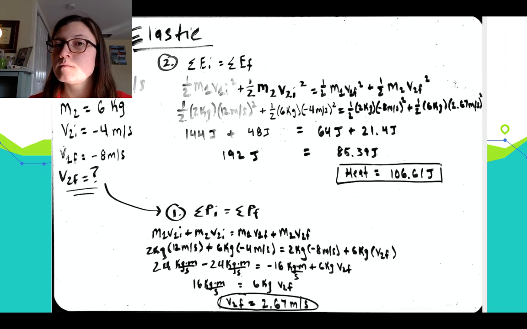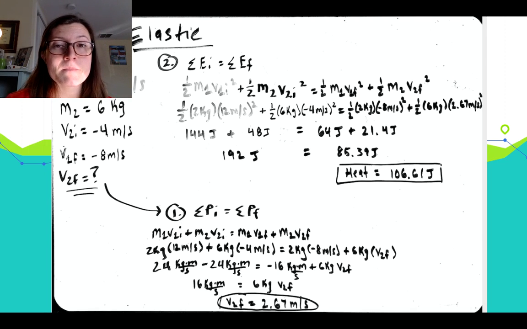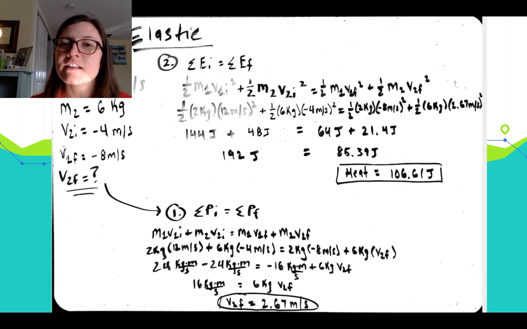What would this mean? This means that if it's an elastic collision and there's thermal energy, it's not a perfectly elastic collision. That means that one or more of the objects are deformed after the collision.